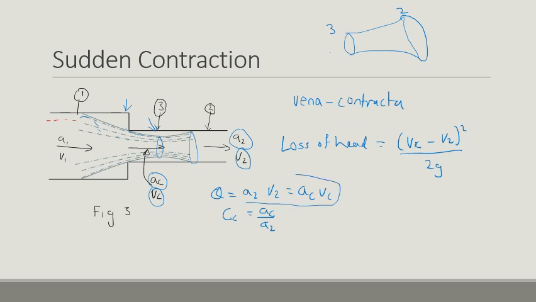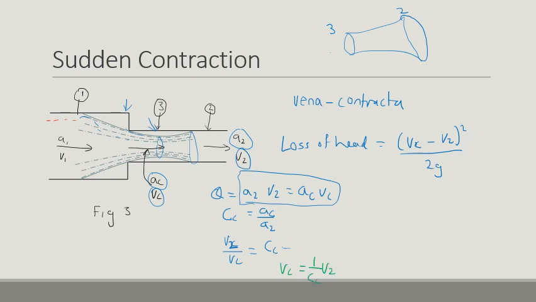From this discharge equation, we can easily put in the coefficient of contraction, because V2 over Vc will be equal to AC over A2, which gives us Cc. We can have something of this nature to make Vc the subject of the formula. So Vc will be equal to 1 over Cc multiplied by V2.